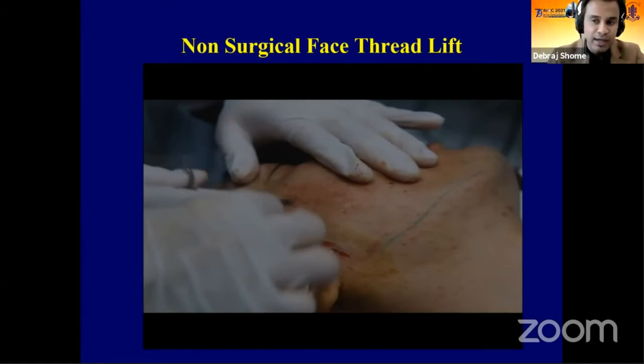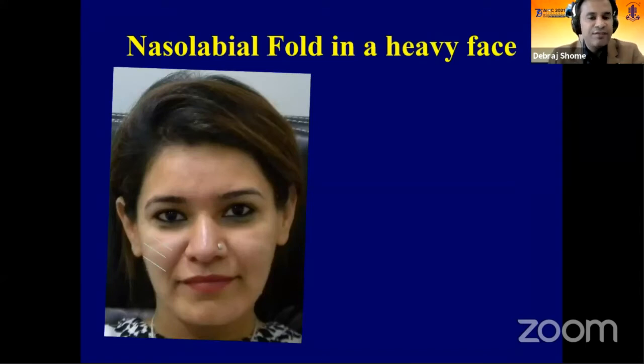This procedure is done just under a local anesthetic, which is prilocaine jelly. And you can then snip the threads very close to the skin so that you can cause the fat pads to go back to where they came from and raise the face. In a heavy face like this, using the threads is important because by using the threads, you can lift the mountain to where it came from.